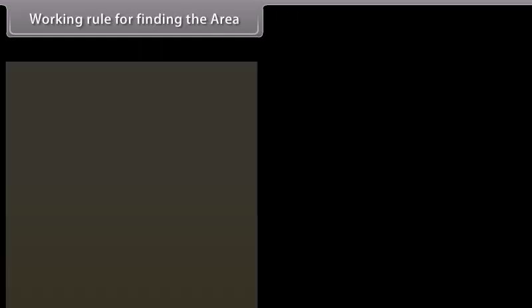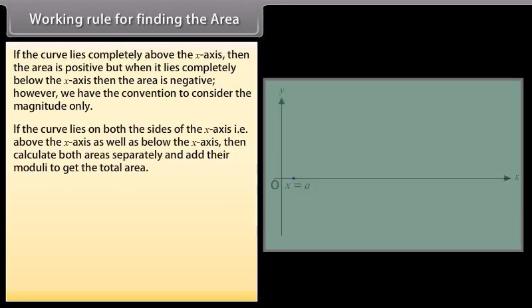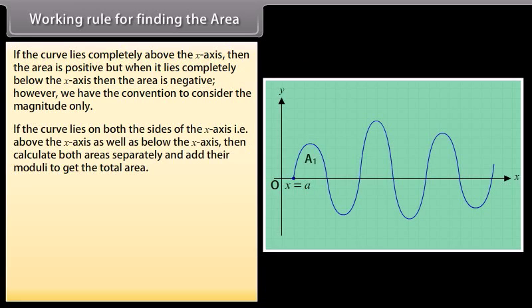Working rule for finding the area. If the curve lies completely above the x-axis, then the area is positive, but when it lies completely below the x-axis, then the area is negative. However, we have the convention to consider the magnitude only. If the curve lies on both sides of the x-axis, that is, above the x-axis as well as below the x-axis, then calculate both areas separately and add their moduli to get the total area.